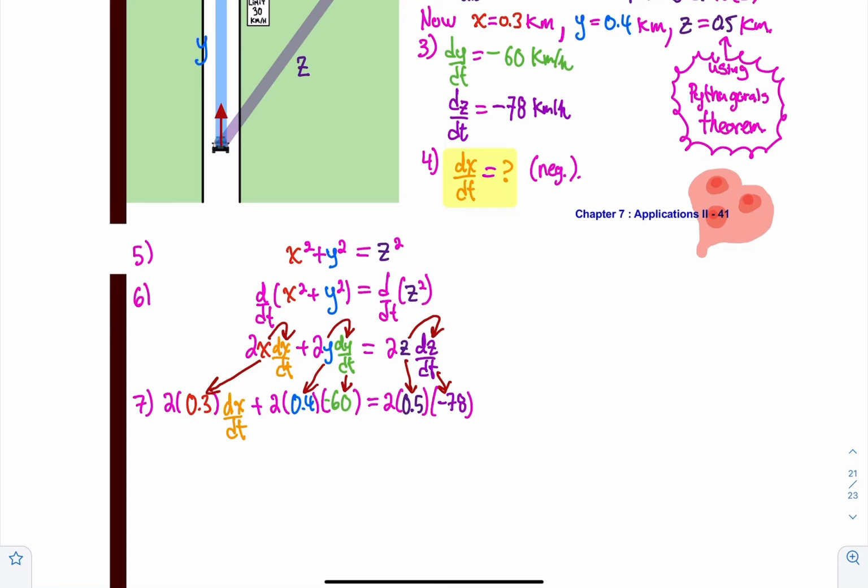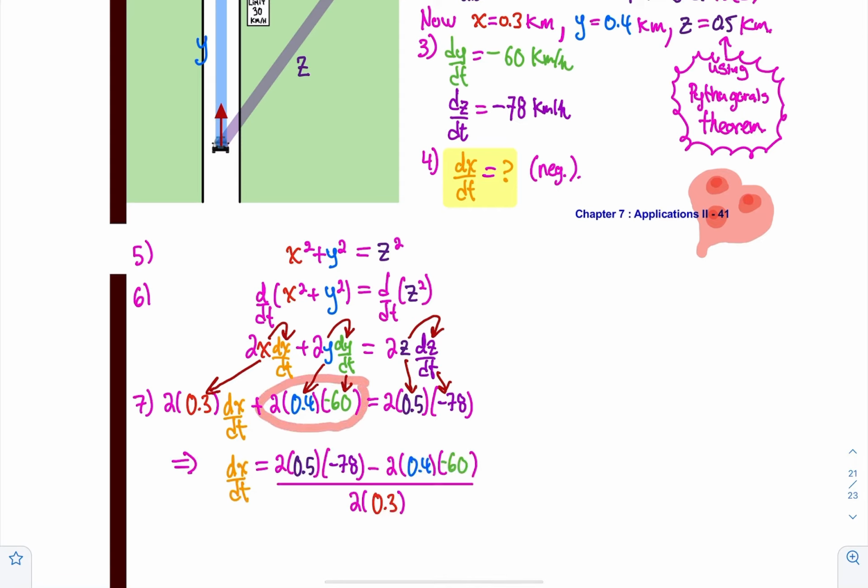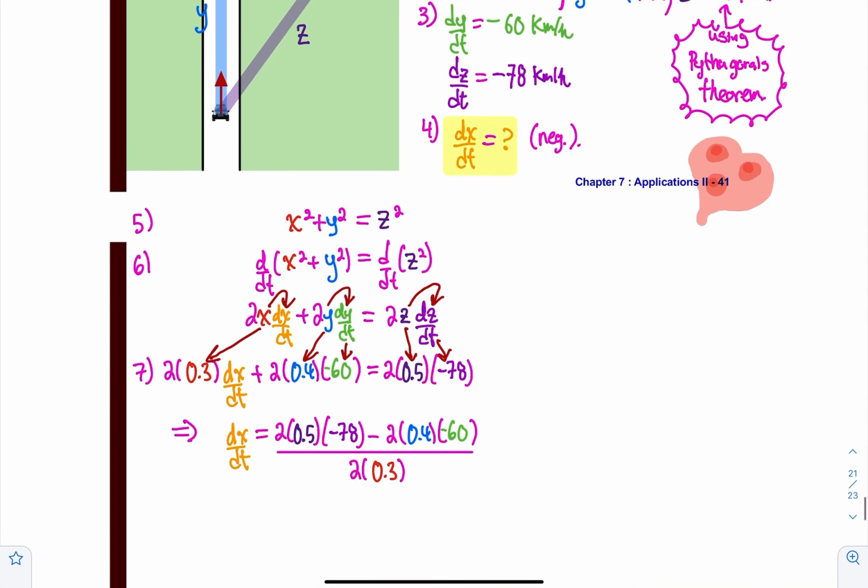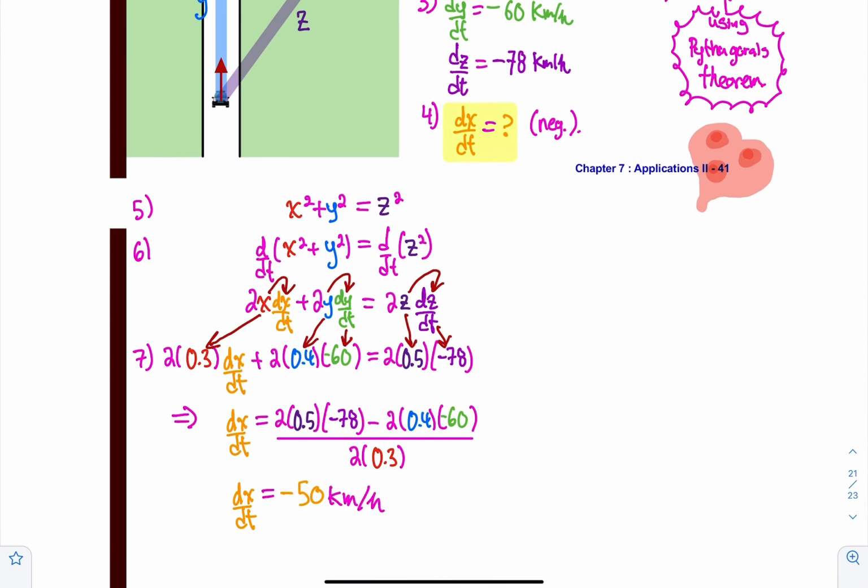Now, if you just isolate dx/dt algebraically, you can verify quickly that dx/dt is equal to 2 times 0.5 times minus 78 minus 2 times 0.4 times minus 60, all over 2 times 0.3. And then if you do the math here, you're going to get a perfect minus 50. So minus 50 kilometers per hour. We're expecting here a negative value, so that's good.